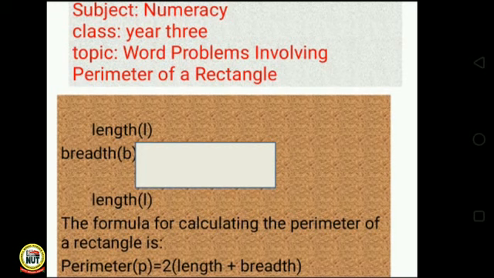So whenever you come across P equal to 2 open bracket L plus B close bracket, that is the formula for calculating the perimeter of a rectangle. I repeat, the formula for calculating the perimeter of a rectangle is perimeter P is equal to 2 open brackets length, which is L, plus breadth B close brackets. That is the formula.